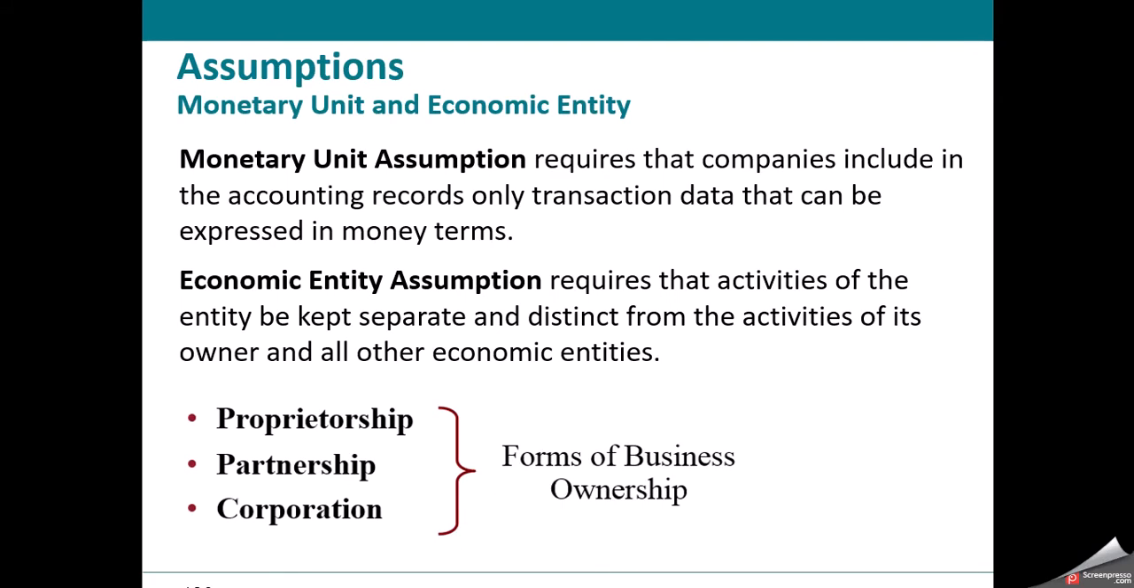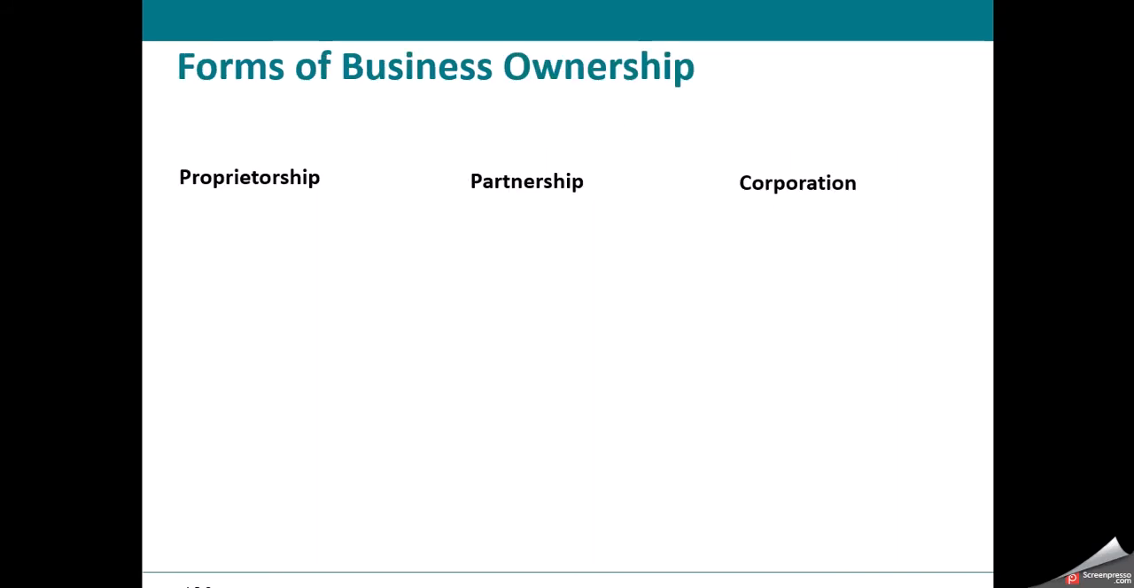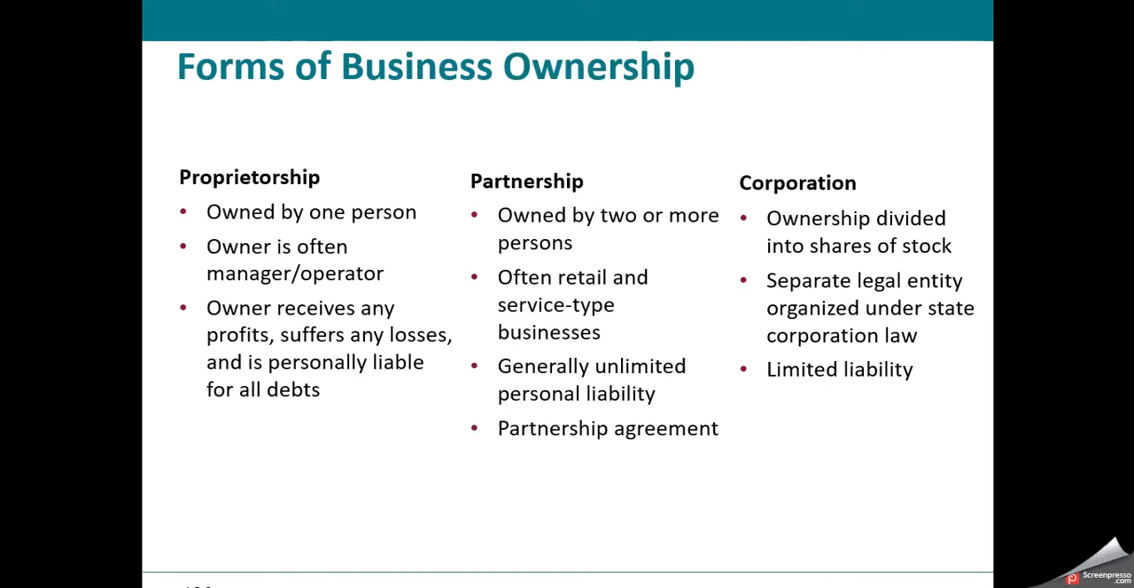And then there's the economic entity assumption. So normally what we focus on is corporations. A large publicly traded company is a corporation, but it could also be a sole proprietorship or a partnership. But those are obviously going to be smaller forms of business. So here is a little rundown of those.